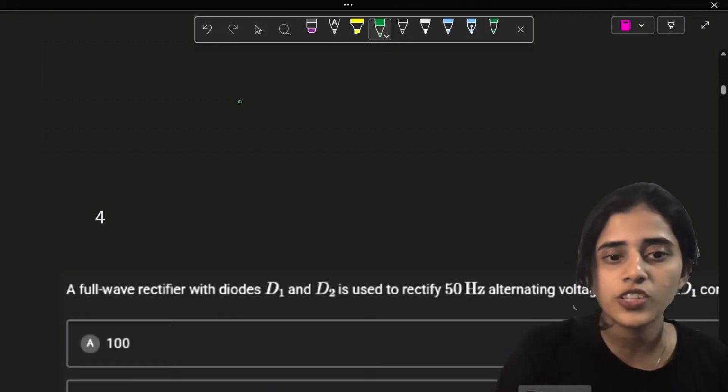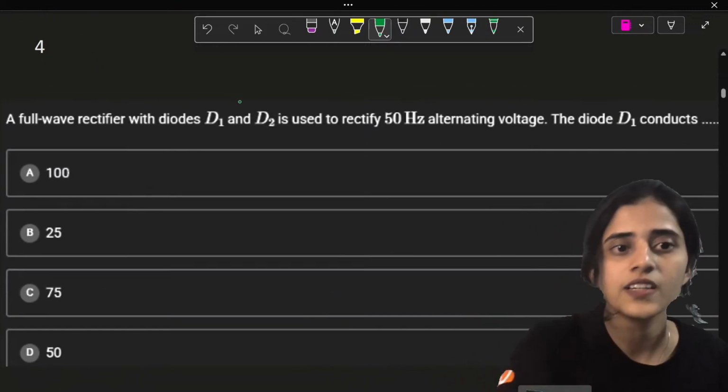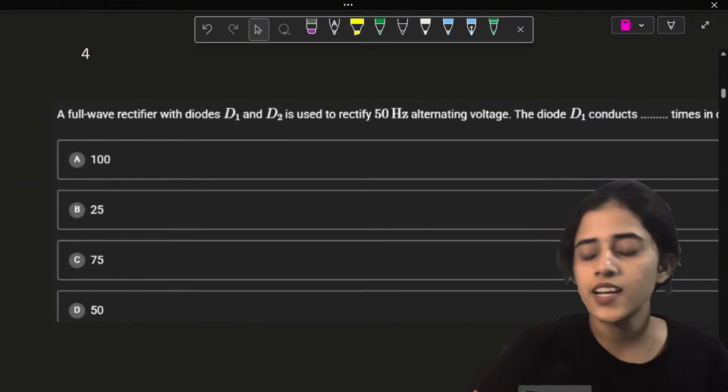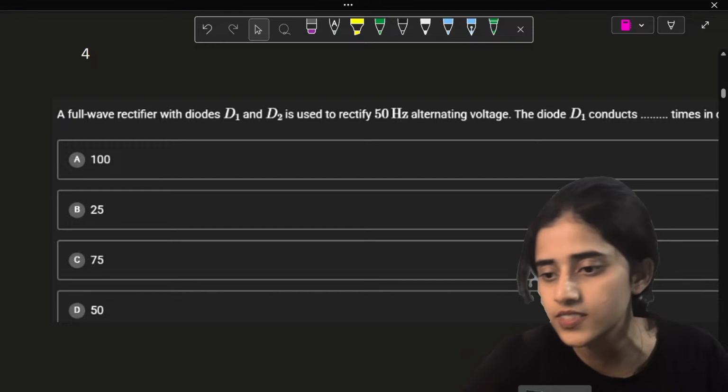Okay, let's move on to the next question. A full wave. Yes, Hasini, it's A. Yes, Suhas, it's A.